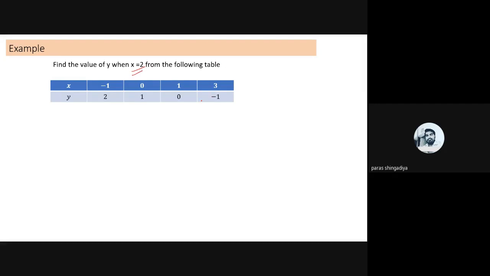And here the suitable interpolation will be the Lagrange interpolation method, because the differences are not equal. So use the Lagrange interpolation formula to predict the answer. First write the formula in your book. First prepare it by yourself and then use these values in the formula. If you have any doubt, any query, you can ask me. It's very easy, the values are very easy here. -1, 0, 1, 3, and 2, 1, 0, -1.